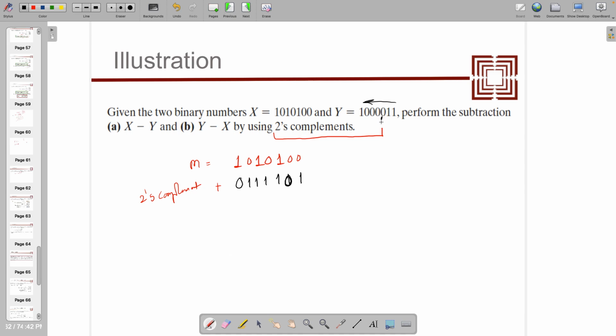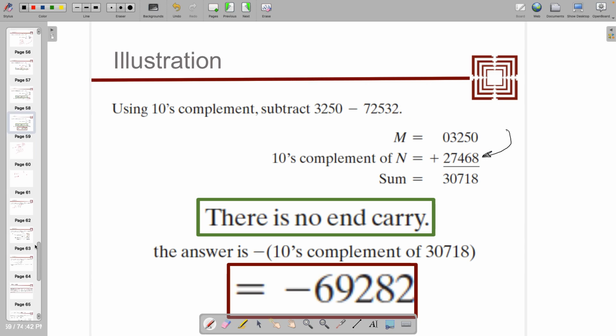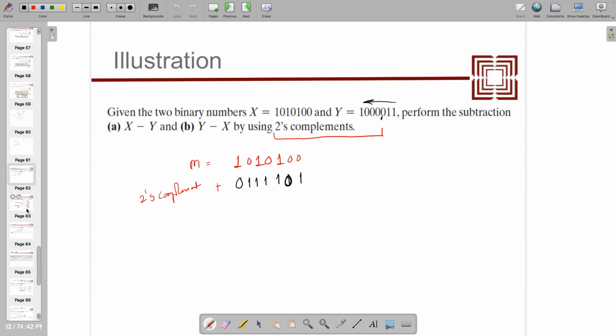It is Y's 2's complement, right? Look at this, it is the second number's complement, not the first number. So I was taking the 2's complement of this one. It is pretty fine. Add these two numbers. Tell me if there is any carry or not. If there is no carry, then you have to place minus and you have to take the 2's complement of that one, right? So let's do that.